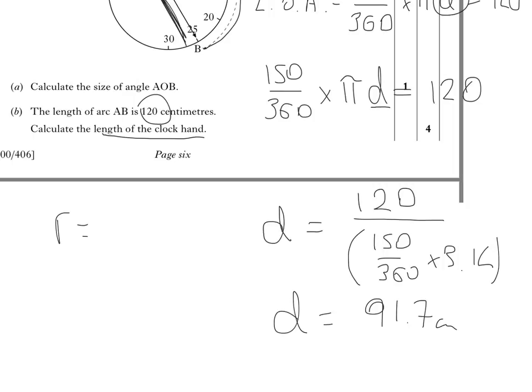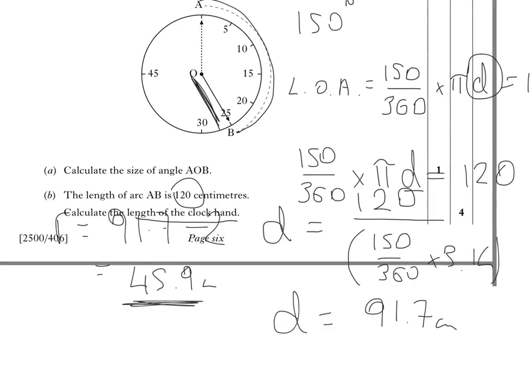So the radius is going to be half of that. So 91.7 divided by 2. And to one decimal place, 45.9 centimetres. So that's the length of the clock hand, because that's given by the radius of the circle. Final answer, 45.9 centimetres.